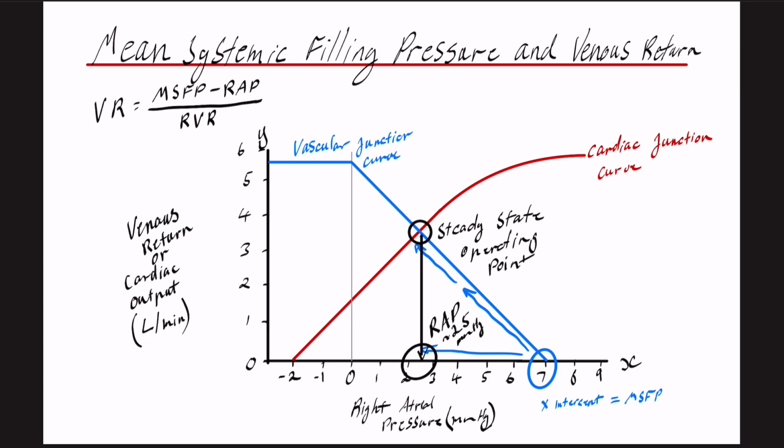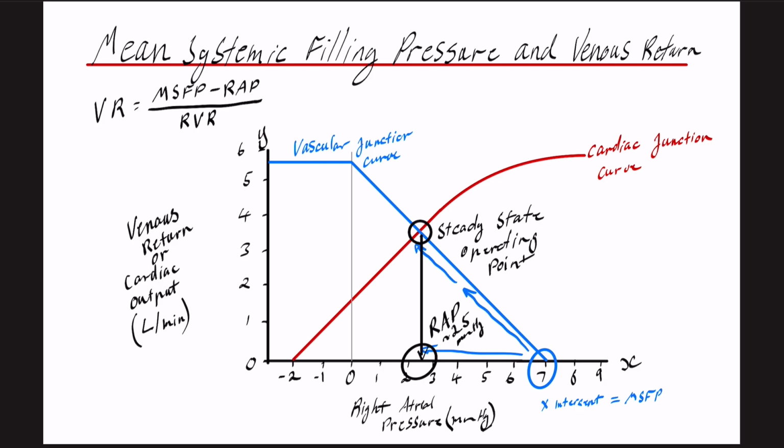And the mean systemic filling pressure will always be greater than the right atrial pressure because, as we know, you need to go from a higher pressure system to a lower pressure system. So your vascular function curve should always have a mean systemic filling pressure that's slightly greater than the right atrial pressure. And I'll demonstrate this further later in the video.